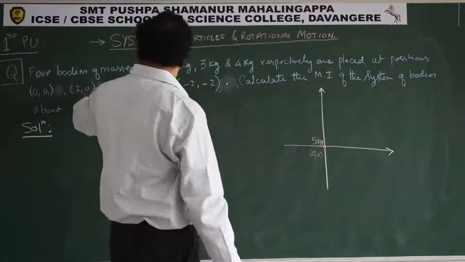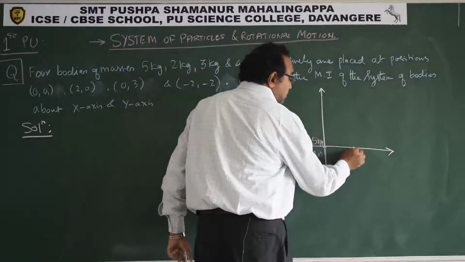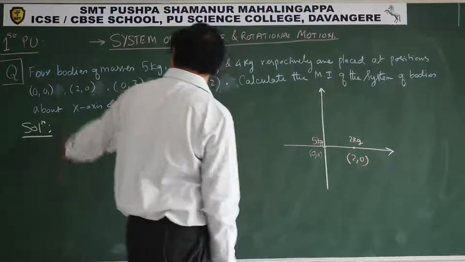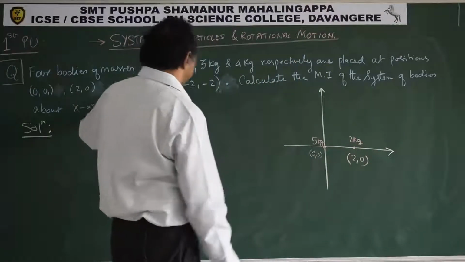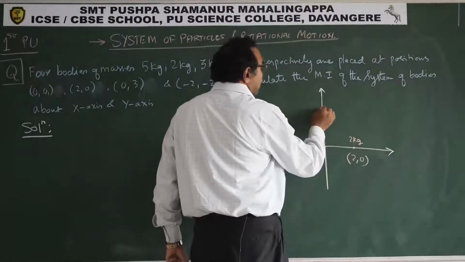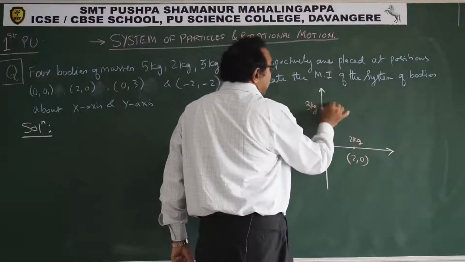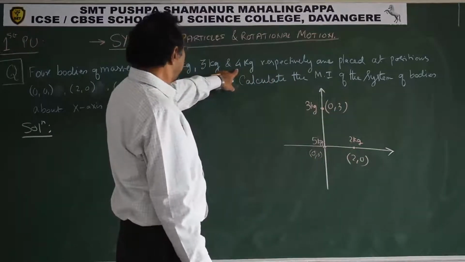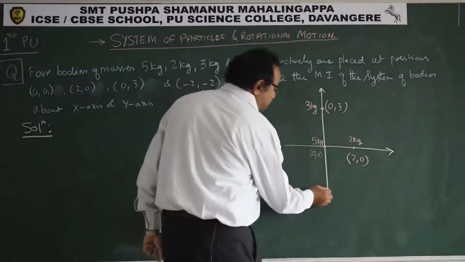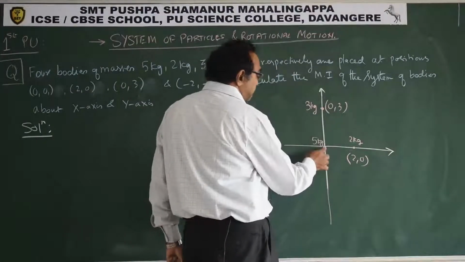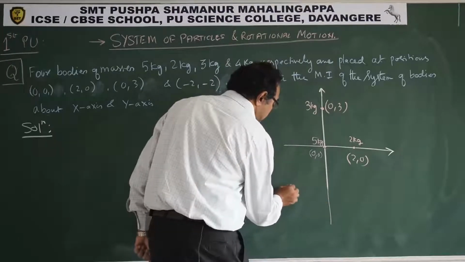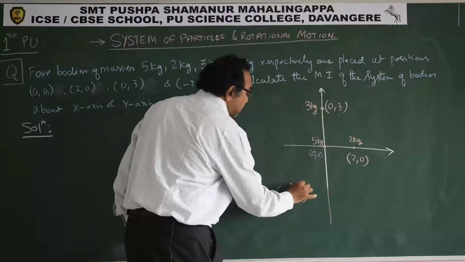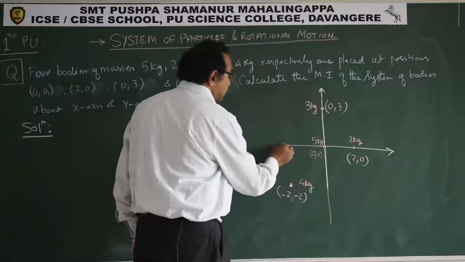Then 2 kg is at (2, 0). This is (2, 0), and 2 kg is placed there. 3 kg is at (0, 3). This is 3 kg and (0, 3). 4 kg is at (-2, -2). X is -2, Y is -2. This is (-2, -2). Here we have placed a 4 kg mass.